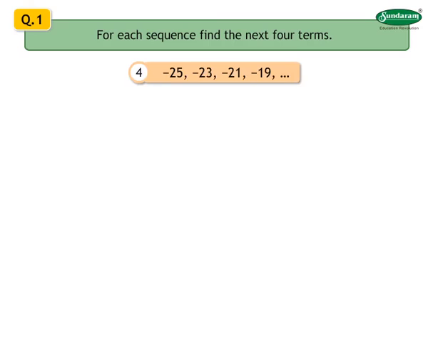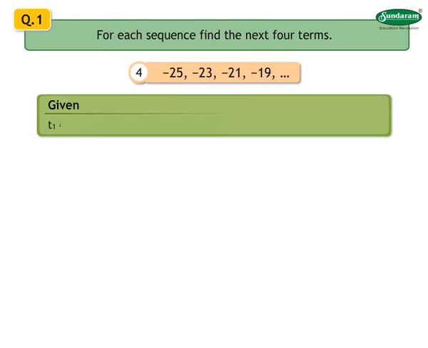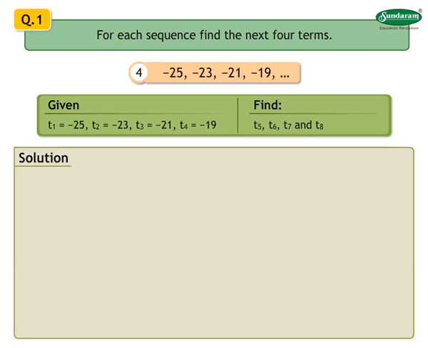Number 4: minus 25, minus 23, minus 21, minus 19 and so on. Given T1 is equal to minus 25, T2 is equal to minus 23, T3 is equal to minus 21, T4 is equal to minus 19. To find T5, T6, T7 and T8. Solution. We take the difference of two consecutive numbers.